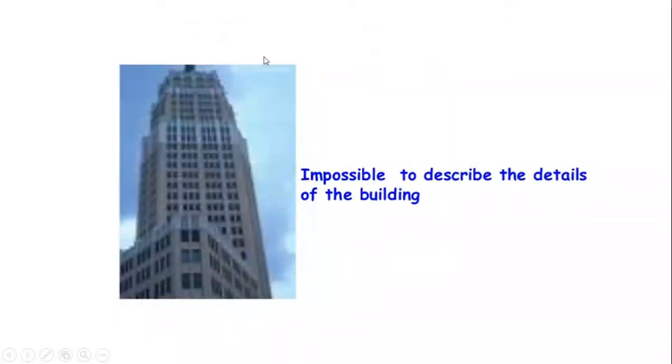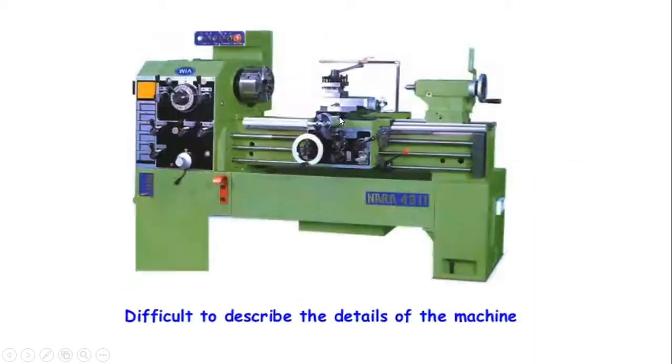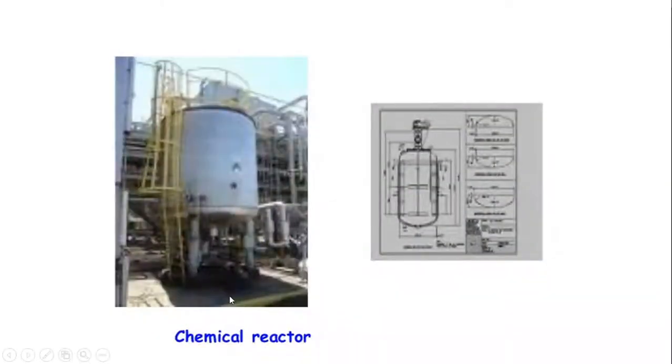This is a civil structure, a building structure. It is also impossible to describe the details of the building without the picture. This is the lathe machine. It is difficult to describe the details of this machine. This is also a machine, in welding; we cannot describe the machine in words. This is the chemical reactor. This is the actual chemical reactor, and this is the drawing. Here also we cannot describe the chemical reactor without drawing in words.